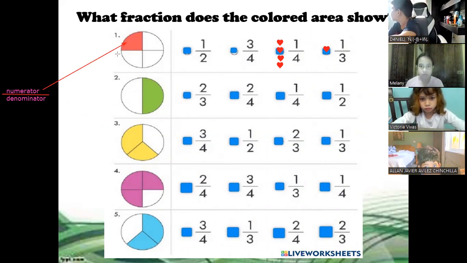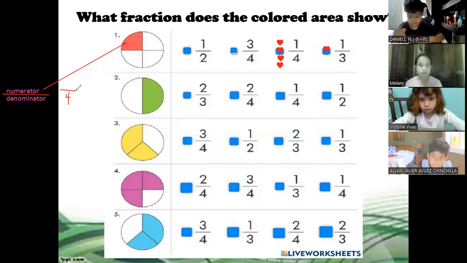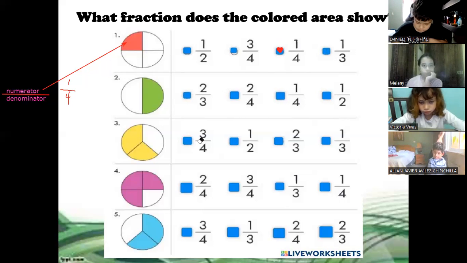This circle is divided into 4 parts. That's the denominator of this fraction. So this fraction's denominator is 4. How many of these 4 pieces are in red color? How many? 1. So the correct answer for this one is 1/4. I'm still in the first exercise.